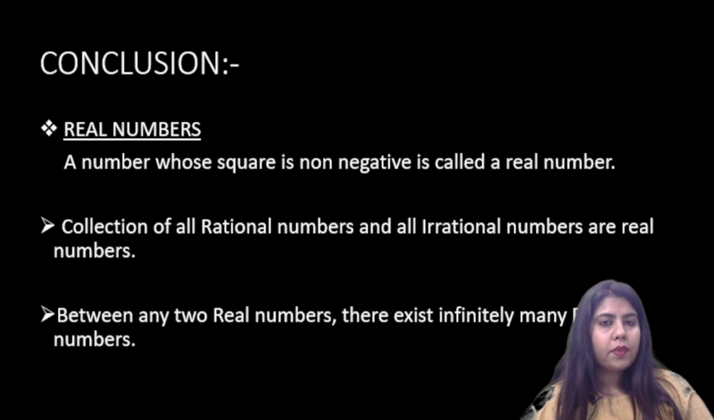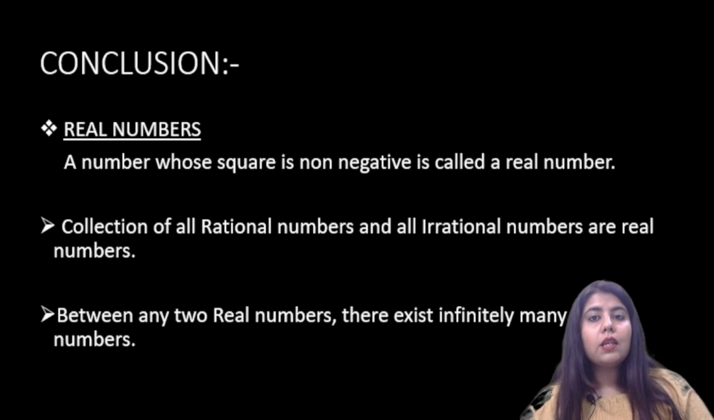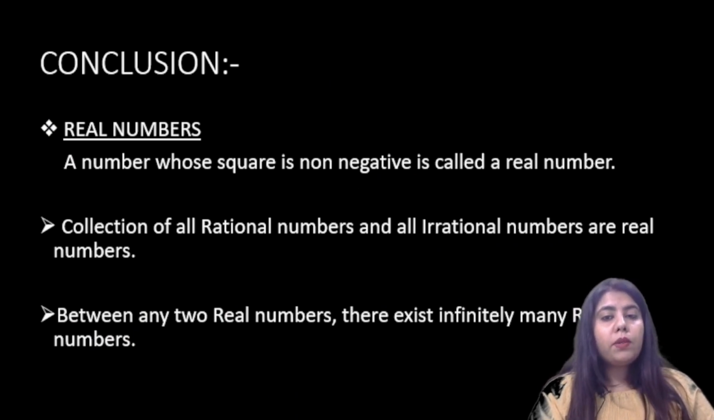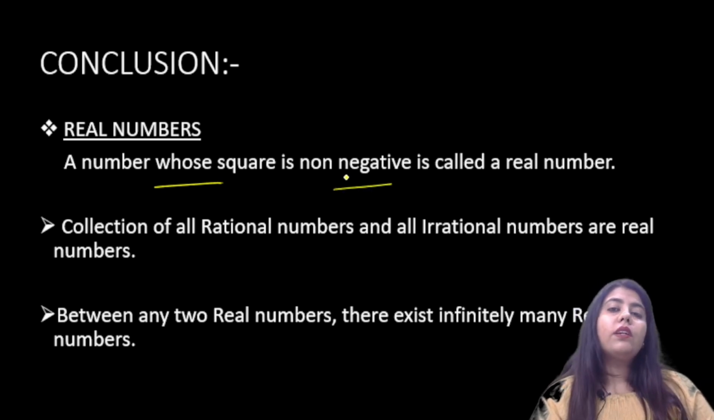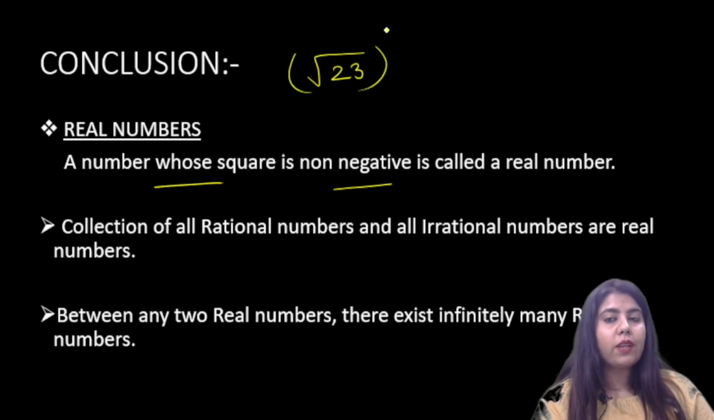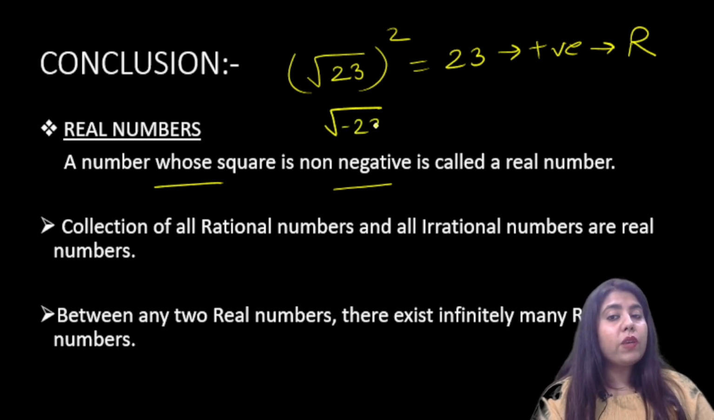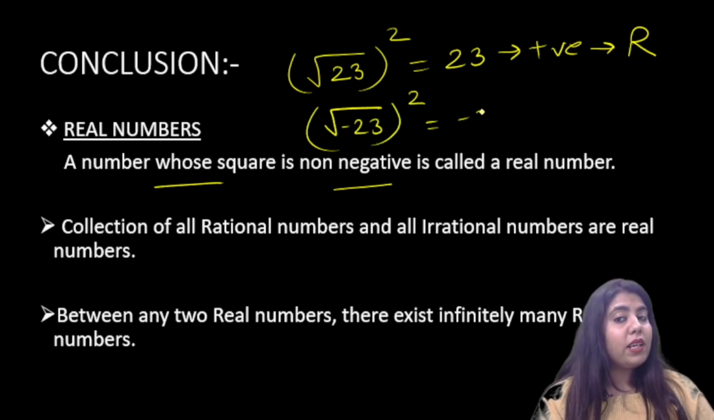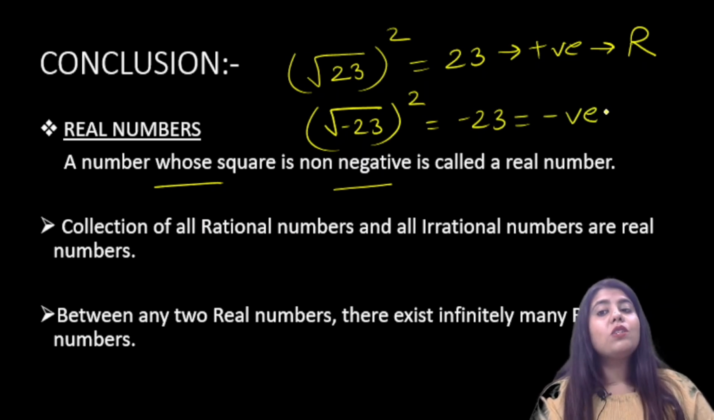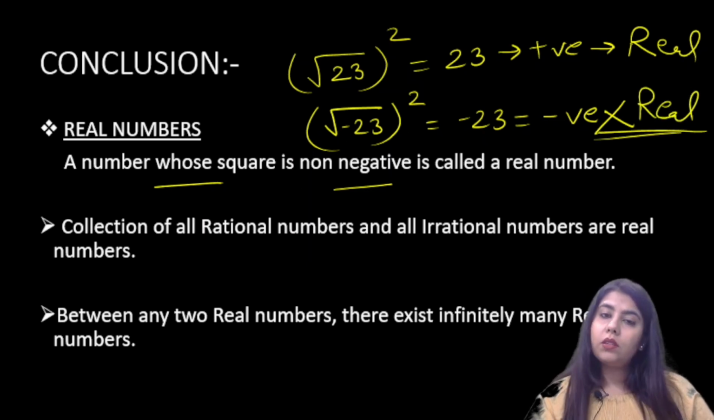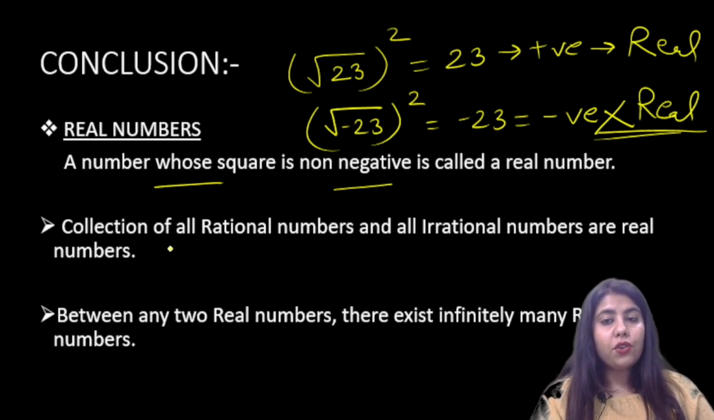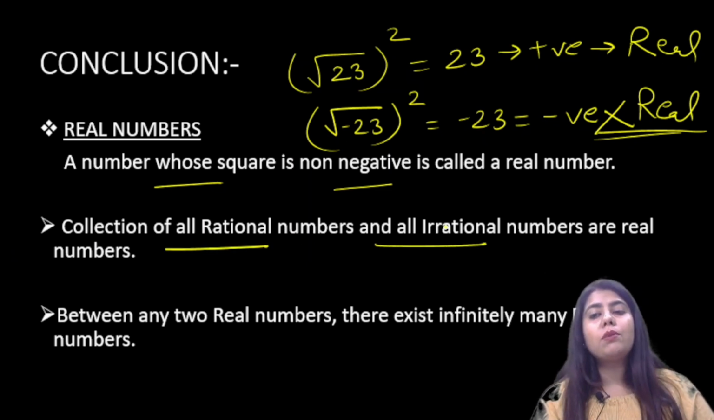Now see the next thing. We have got the conclusion about real numbers. See, the first point is: a number whose square is non-negative is called a real number. Means if we take a number whose square is 23, it is a positive number, so it is a real number also. Now if I take square root of minus 23, then the square is minus 23. It is not positive, means it is negative, so it is not a real number. Clear?